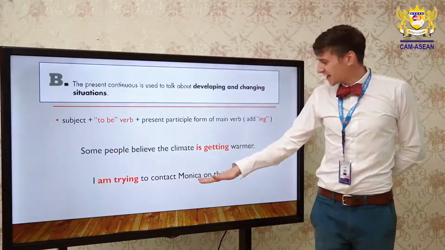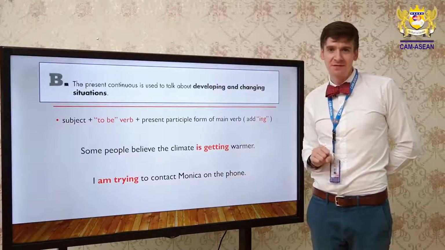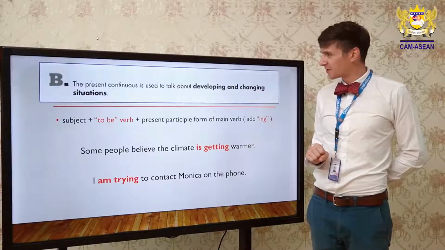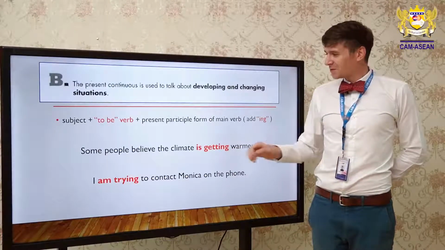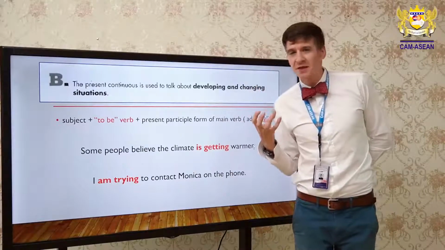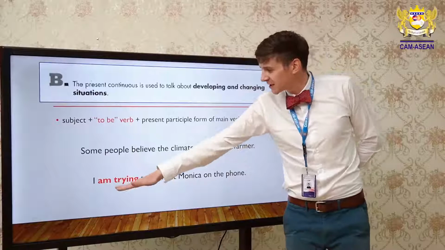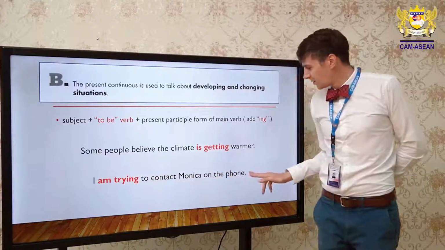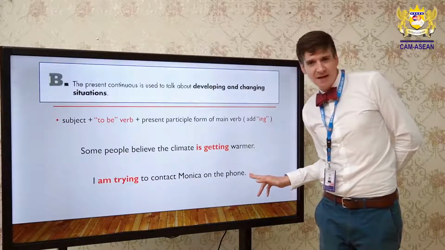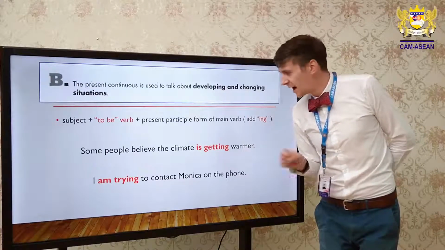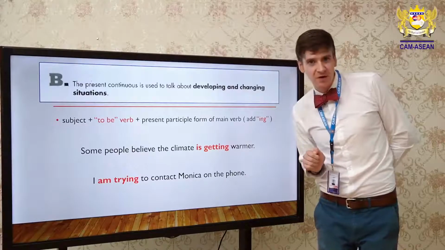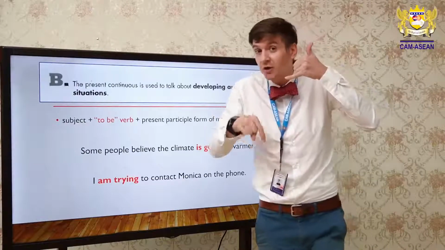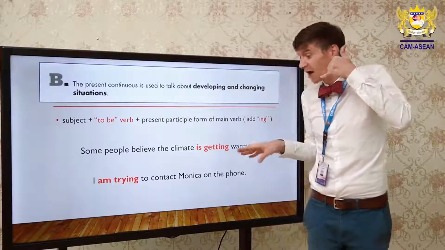I am trying to contact Monica on the phone. What can we conclude? What can we think about if we're using the present continuous right here? If we're using the present continuous form, what does that say for the time reference? I am trying to contact Monica on the phone. It means it's still going on. It's still happening. Like you are now, currently, trying to contact Monica on the phone.